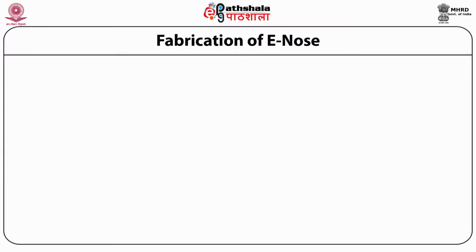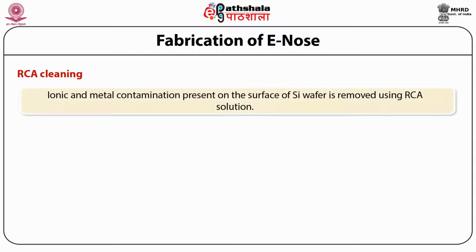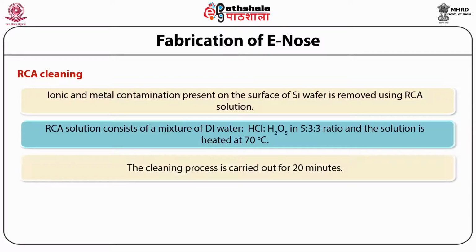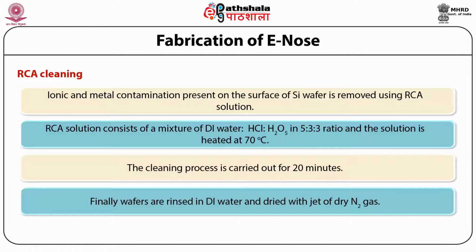Now, the second step is RCA cleaning. Ionic and metal contamination present on the surface of the silicon wafer is removed using RCA solution. Here, RCA solution consists of a mixture of DI water, HCl, H2O2 in a 5:3:3 ratio, and the solution is heated at 70 degrees Celsius. Here the cleaning process is carried out for 20 minutes. Finally, the wafers are rinsed in DI water and dried with a jet of dry nitrogen gas.